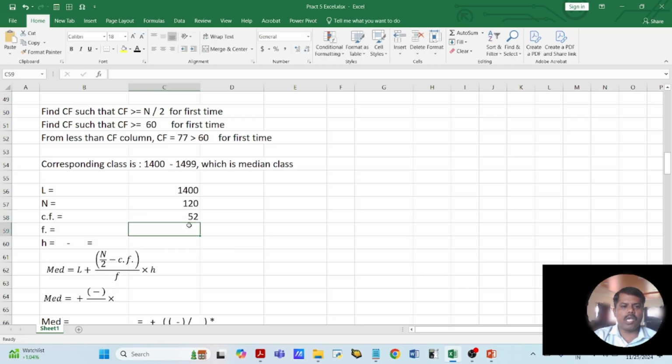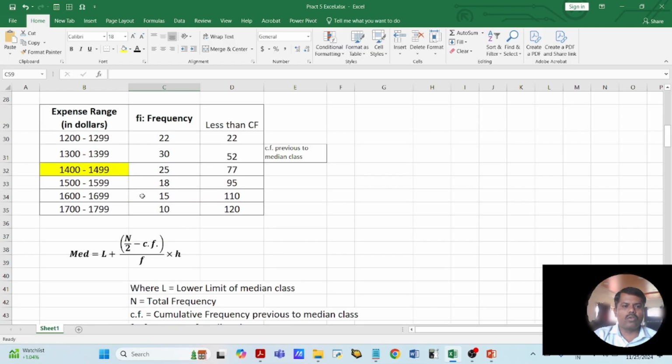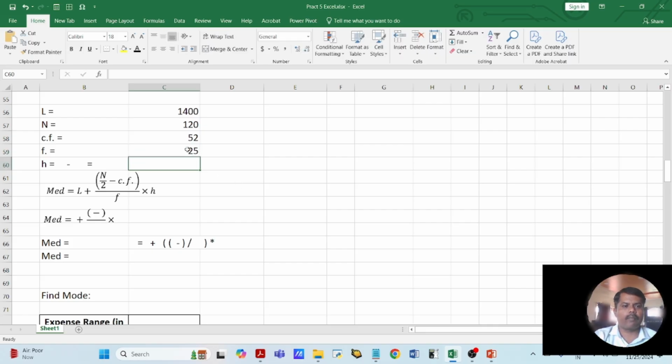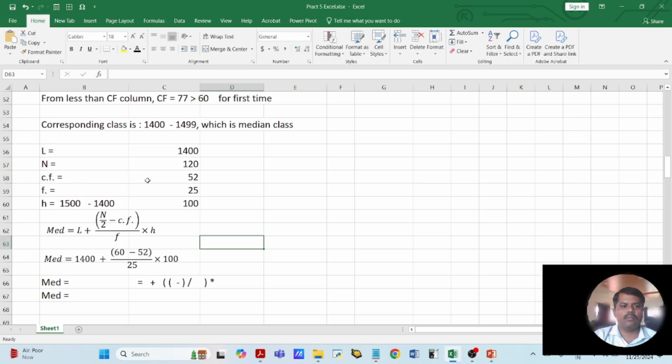Then F is the frequency of the median class. What is the median class? This yellow highlighted class is the median class and its frequency is 25. So write 25 here. H is the class width. Class width is 1500 to 1400. We take either two lower limits or upper limits for getting class width. So it is equal to 1500 minus 1400 equal to 100. 100 is the class width.